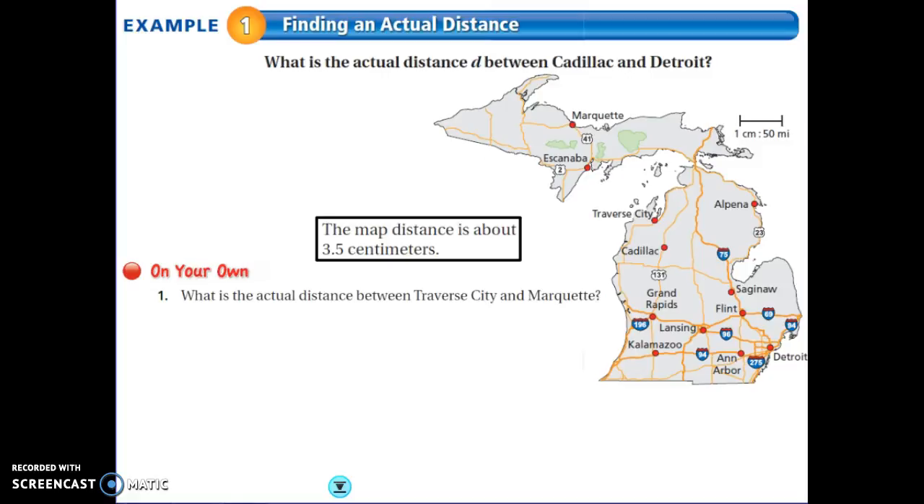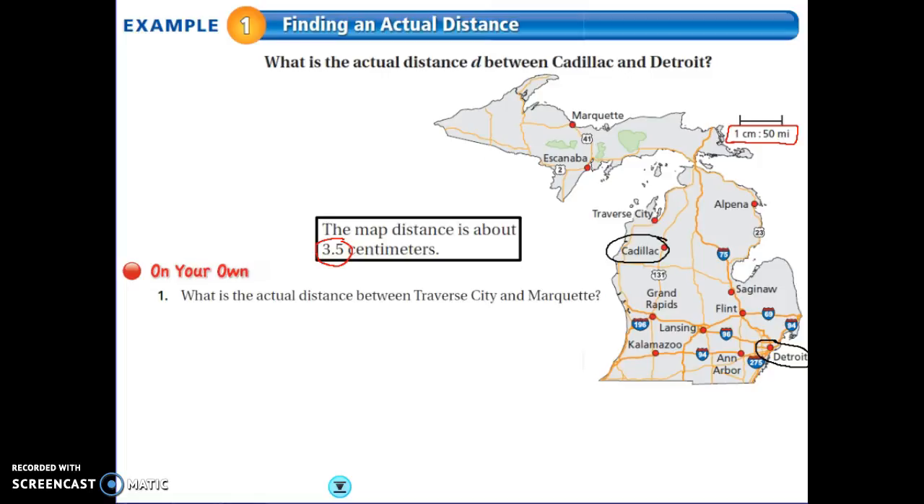Example 1. We want to know what is the actual distance between Cadillac, which is here, and Detroit, which is at the bottom right of the map. Now our scale, they tell us in the top right-hand corner, is that 1 centimeter represents 50 miles. So on the map, if you measure out any 1 centimeter distance, that means in real life, those 2 places are actually 50 miles apart. Well, what I tell you, I've already done the measuring for you, is that on the map, the 2 cities that we want to know have a distance of about 3.5 centimeters.